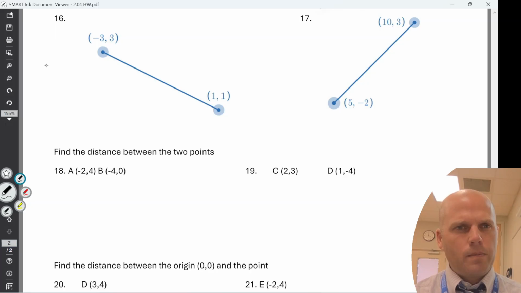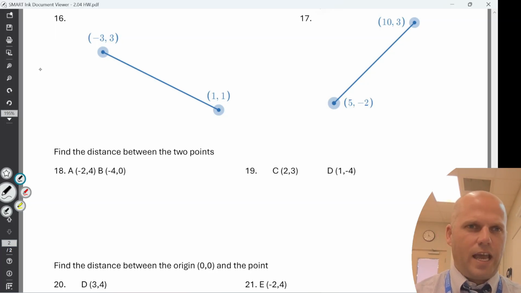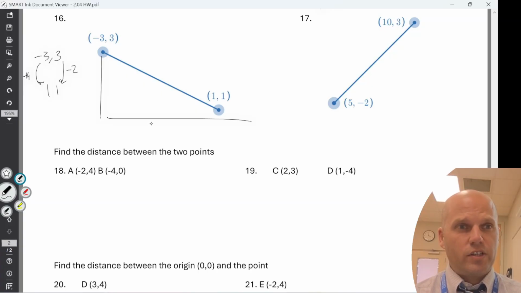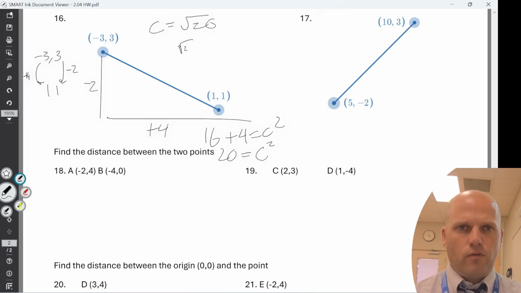-3, 3 to 1, 1. If you want to, just stack your numbers on top of each other. -3, 3 to 1, 1. And we got -3 to 1 is a +4. 3 to 1 is a -2. So this -3 to this 1 is this +4. The y change is a -2. So I got the 4 squared, which is 16. I got the -2 squared, which is 4, equals the C squared. So C squared equals 20. C will equal root 20. Root 4, root 5 gives us 2 root 5.